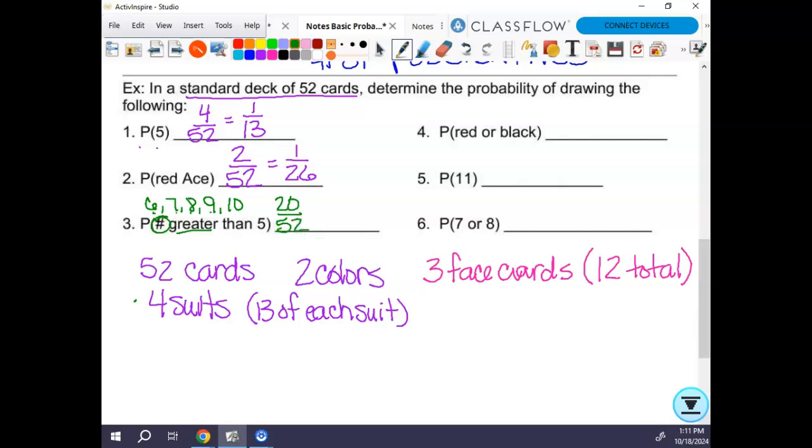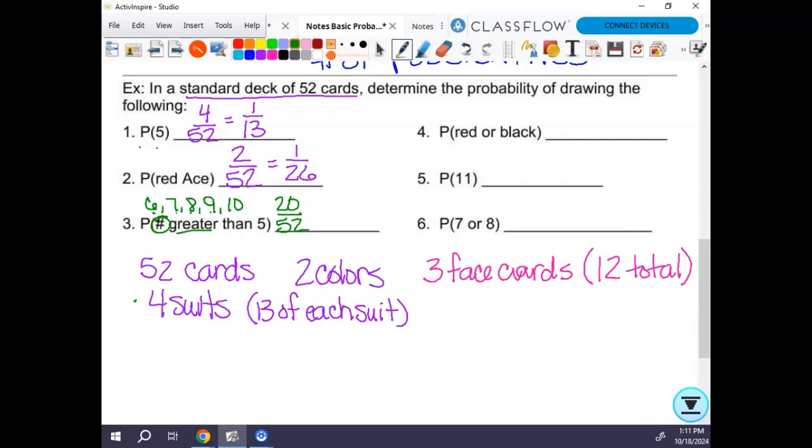Okay. Everybody okay with that? This is very basic probability. It's more likely that you're going to have a little bit more advanced probability, but we'll get to that in just a second. Probability of drawing a red or black card. How many red cards are there? 26, right?